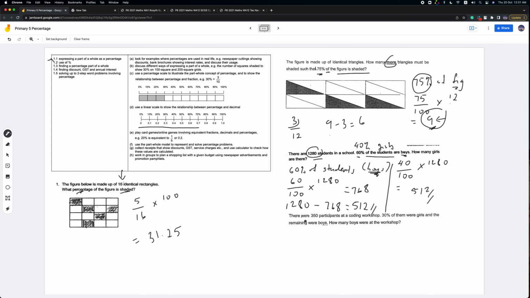Okay, next is exactly the same. 350 participants at the coding workshop. 30% are girls and the remaining are boys. How many boys? My preferred way is, of course, to subtract the percentage first. So I have 70% boys. Okay, so the working is 70 over 100 times the total participants. Okay, so 70 divided by 100 multiplied by 350, 245. Okay, quite straightforward.